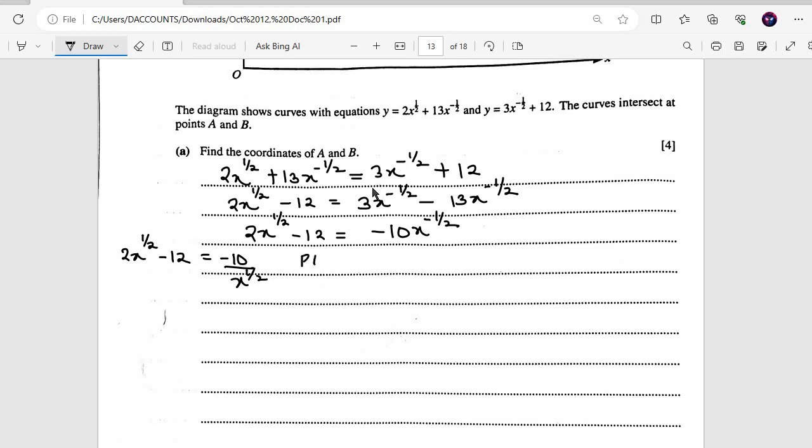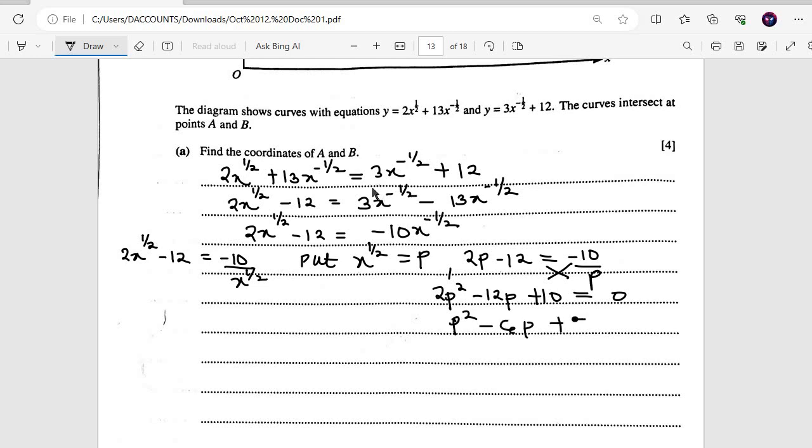Put x raised to the power half as p. Then I have 2p minus 12 equal minus 10 over p. So cross multiply, then I have 2p squared minus 12p plus 10 equal to 0. Divide through by 2, p squared minus 6p plus 5 equal to 0.